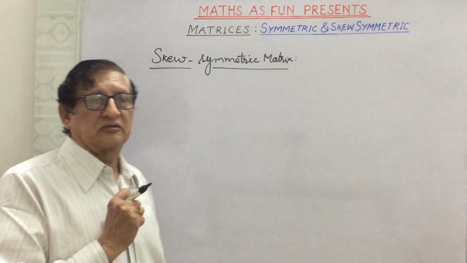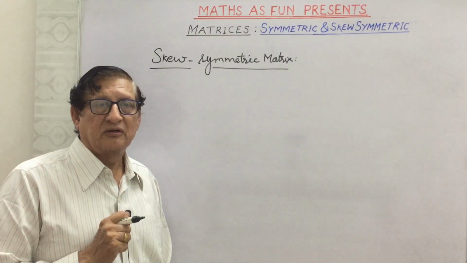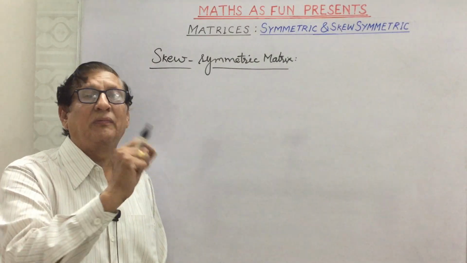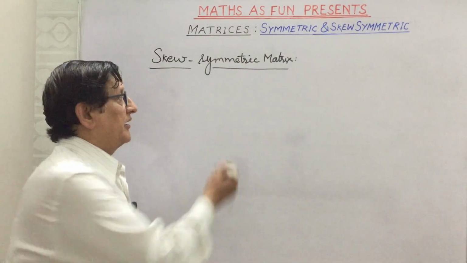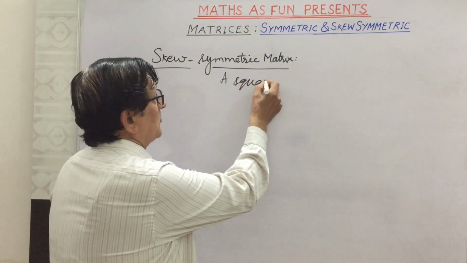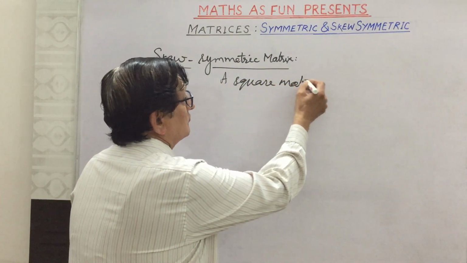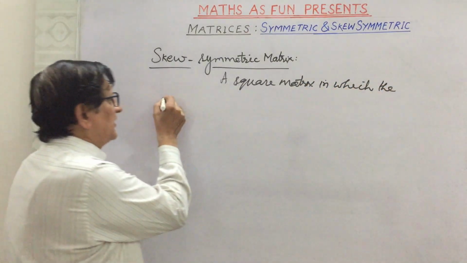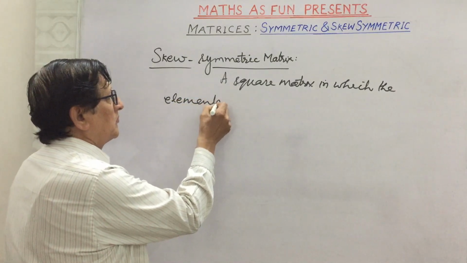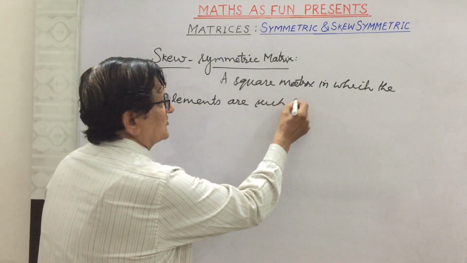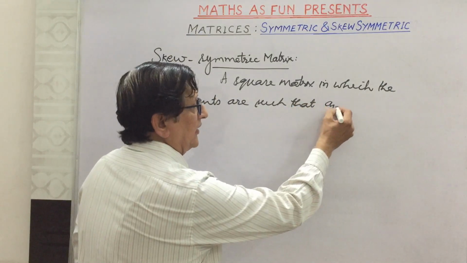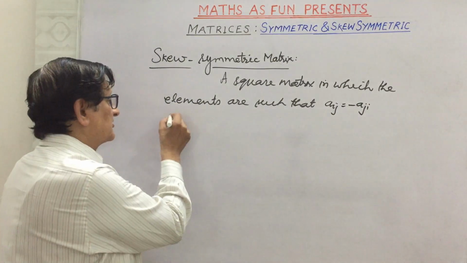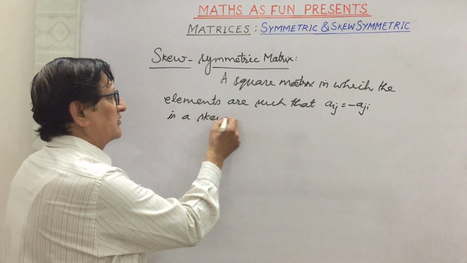Now a skew symmetric matrix, it is also a square matrix. In this the elements follow the rule that Aij is equal to minus Aji. A square matrix in which the elements are such that Aij is equal to minus Aji is a skew symmetric matrix.